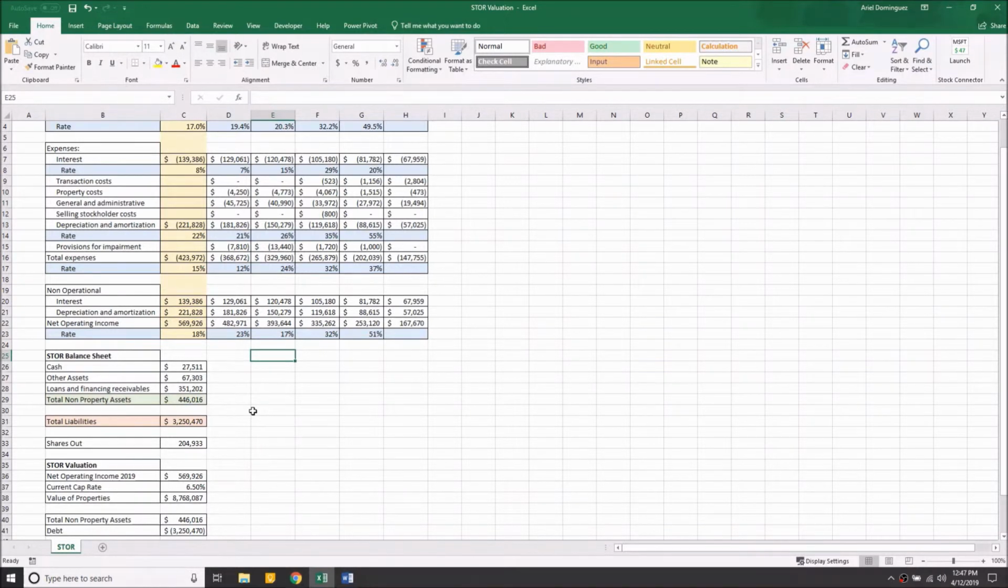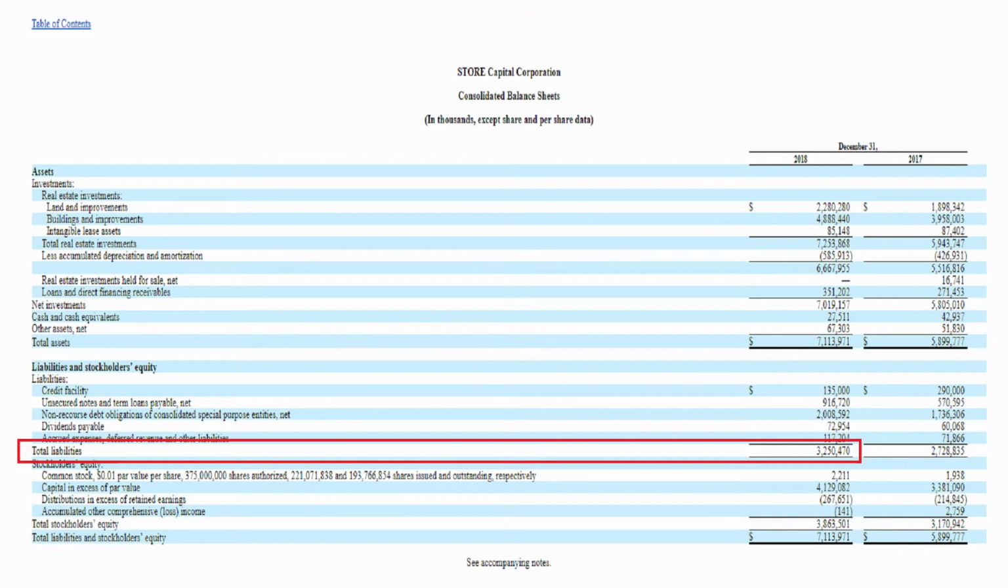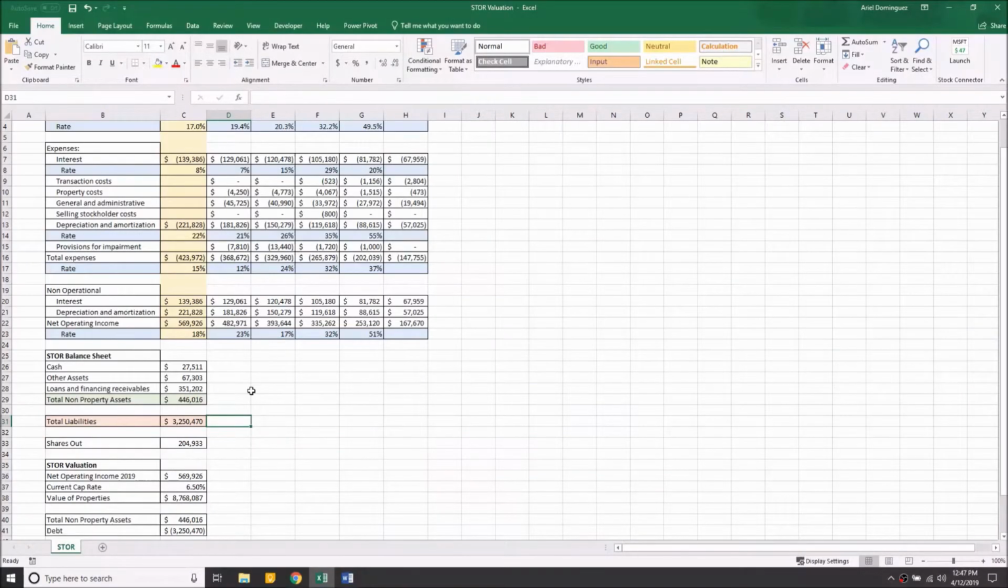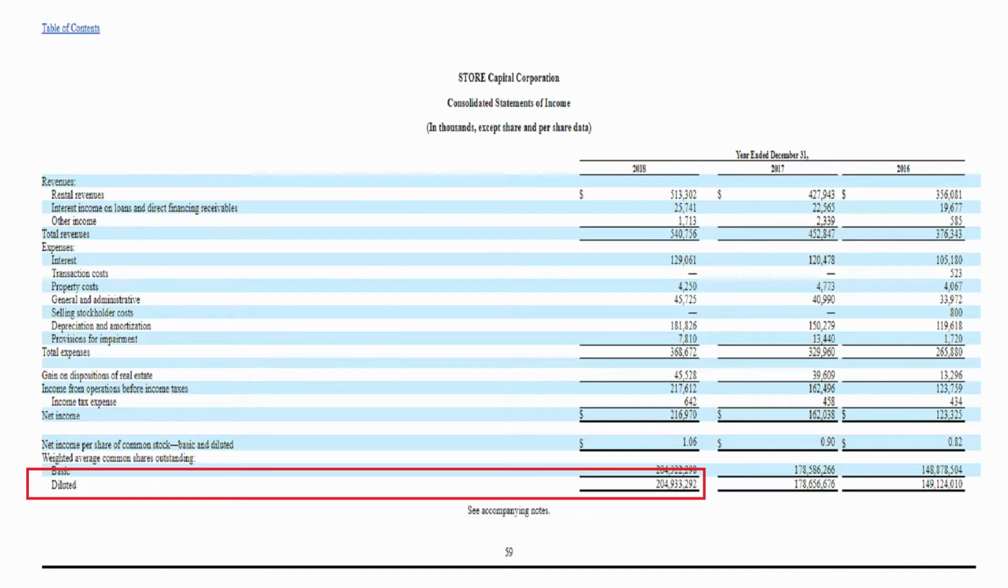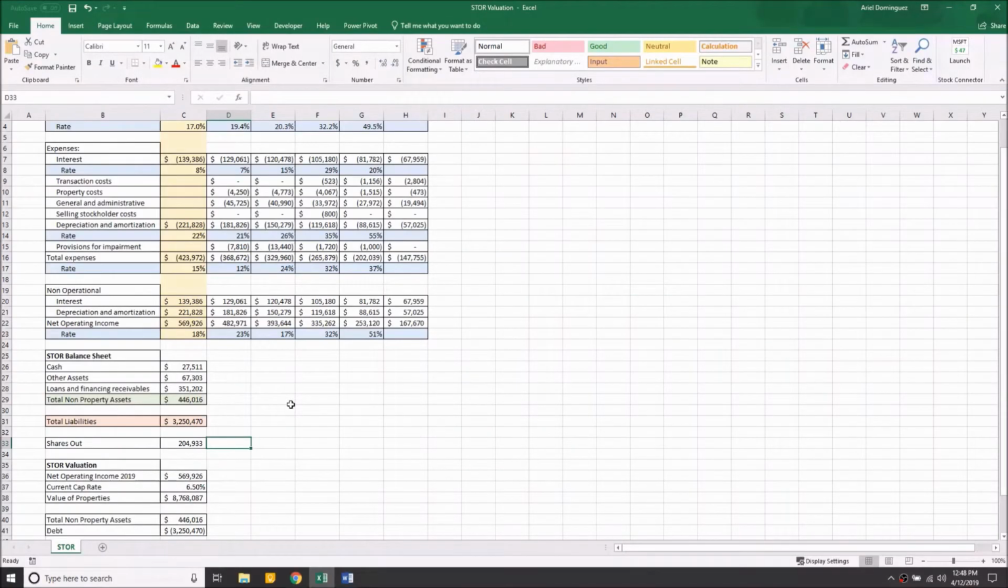And on the flip side, we also want to add all the liabilities. We want to add all the liabilities because if we were to buy Store Capital, we would also take those liabilities with us, and we would need to pay those liabilities off. So therefore, we want to find the total liabilities to subtract it from our valuation. Next, we have the shares outstanding, and this is only just to get the valuation to a per share basis, which we'll get to in a second.